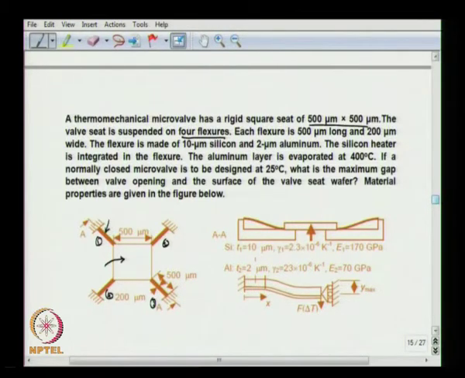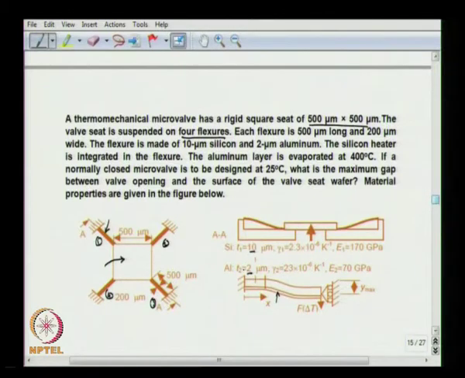Okay. And the flexure is made of 10 micron silicon and 2 micron aluminum. So, it has 2 layers, as you can see here. The bottom layer is 2 micron and the top layer is 10 micron. Okay. The silicon heater is integrated in the flexure. So, the heater is integrated onto the flexure itself. The aluminum layer is evaporated at 400 degree centigrade. Okay. So, the aluminum layer is at 400 degree centigrade.